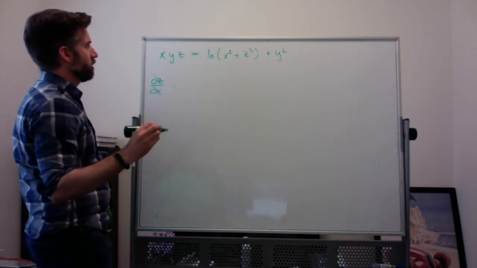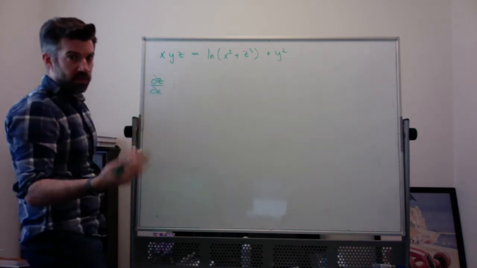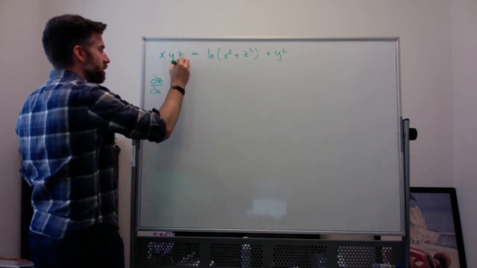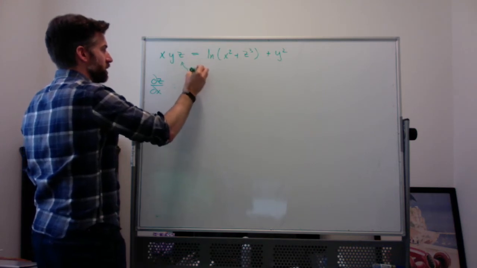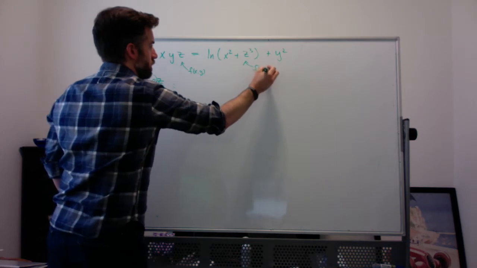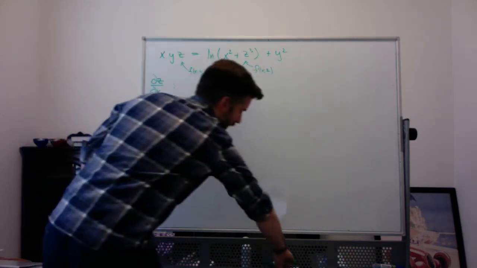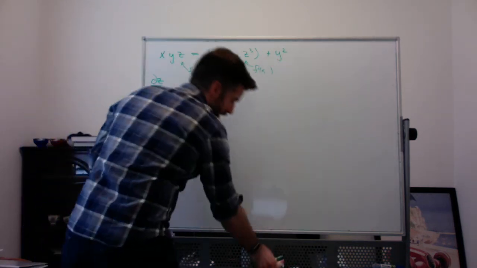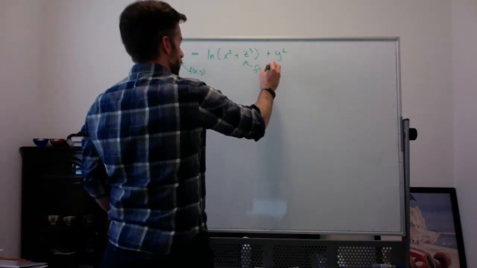And the idea here is that x and y are both independent variables, but z is a function of x and y. So that when we differentiate z with respect to x or z with respect to y, we have to think of, oh, it's really some function of x and y.